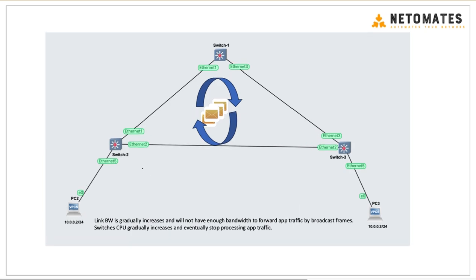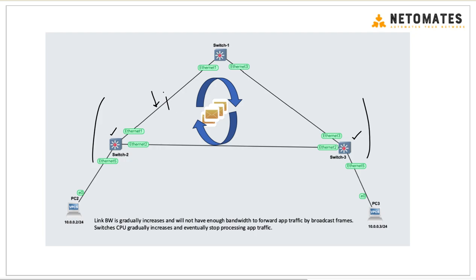So within minutes, in this particular topology, all the links will be flooded with ARP requests and they will be saturated, and there will be not enough bandwidth for the actual traffic. On the switches' side, they will be flooded with all the ARP requests so that the CPUs will go high and eventually the switches will die. So this whole topology will go down if there is no spanning tree.